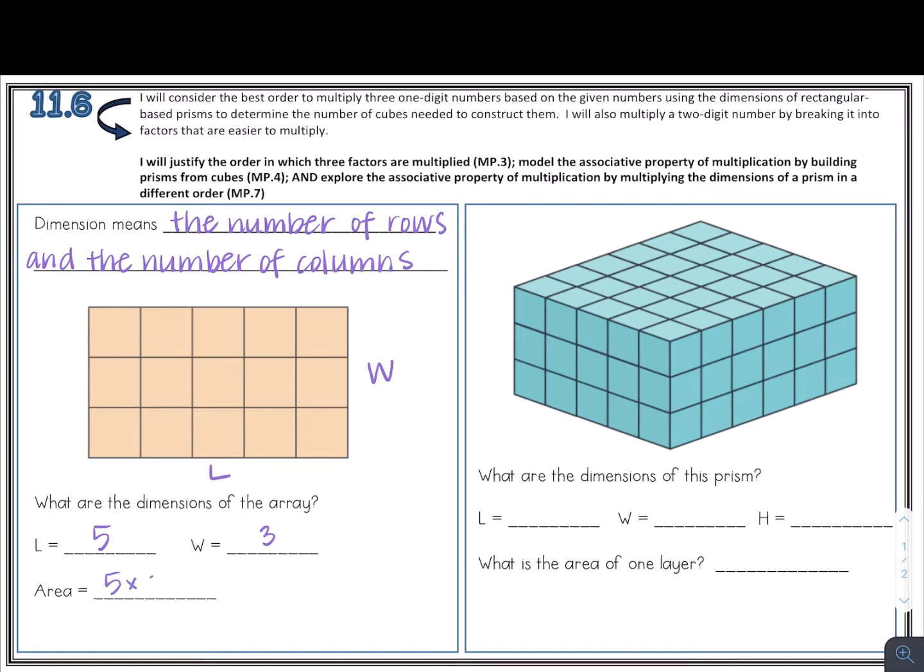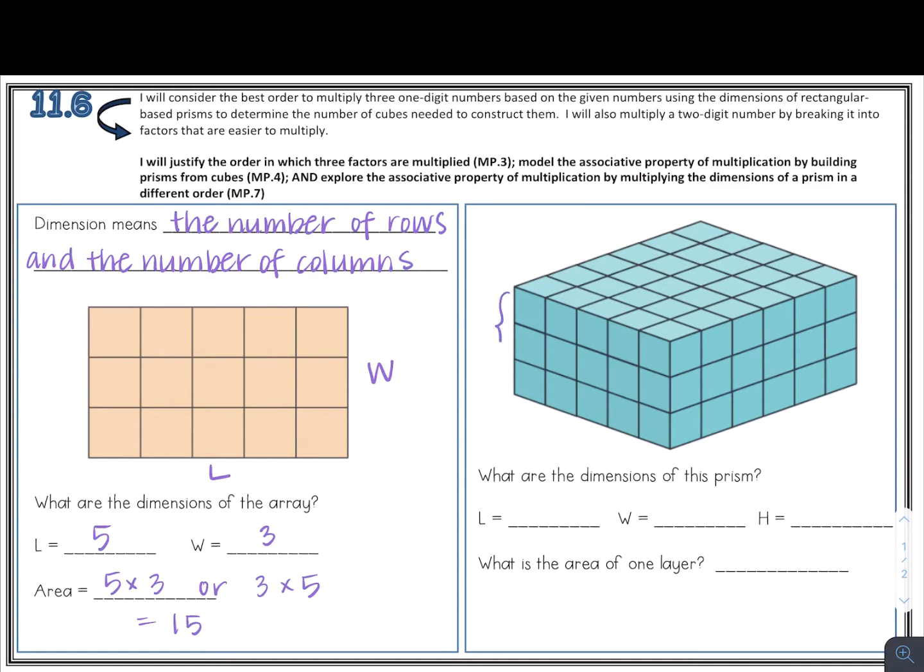So the area of that rectangle is 5 times 3, or you can switch the order, 3 times 5. Either way is okay, because in multiplication, you can switch the order of the factors, and we get 15 units. 15 square units is the area.